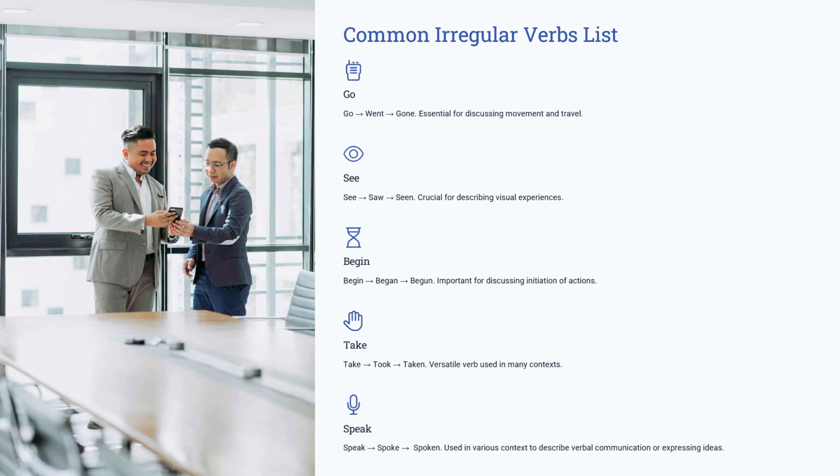Now each of these verbs has unique forms, and as there are no specific patterns to follow, it's essential to commit them to memory. So knowing these verbs and how to use them correctly is important, especially if you're trying to improve your writing and your speaking skills.